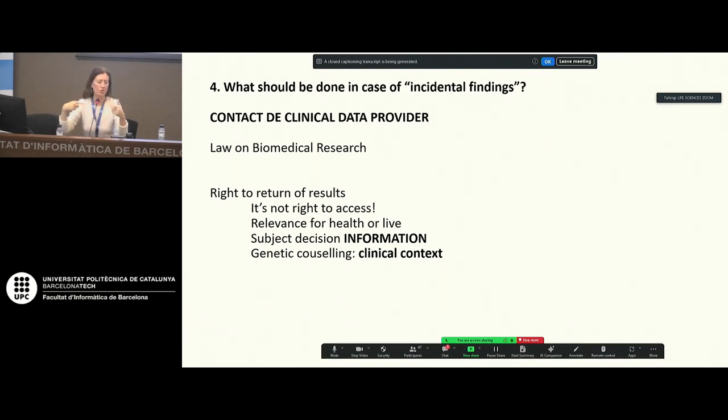The report of the results is compulsory to be done in a clinical context. There's a right of genetic counseling, for example, to explain the relevance of the finding, to show alternatives or whatever. This is a clinician who has to do it. So what to do? Read your contract and contact the clinical provider.